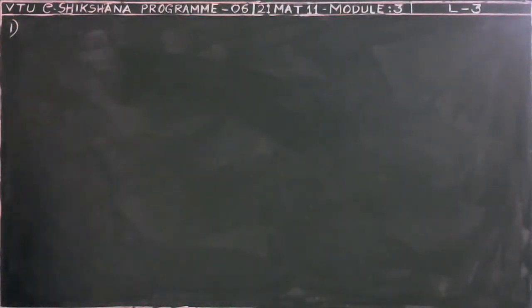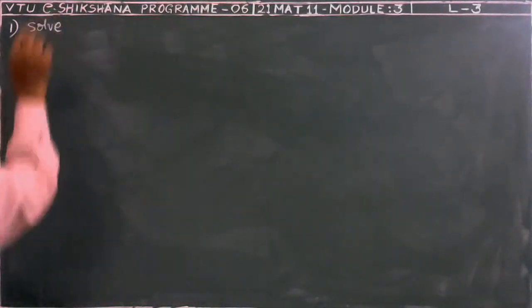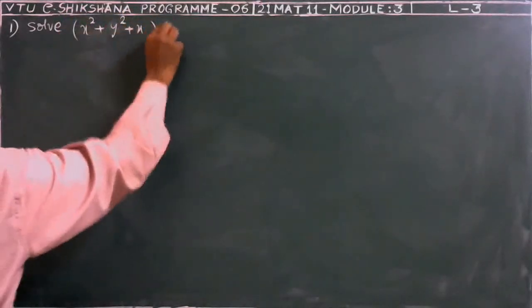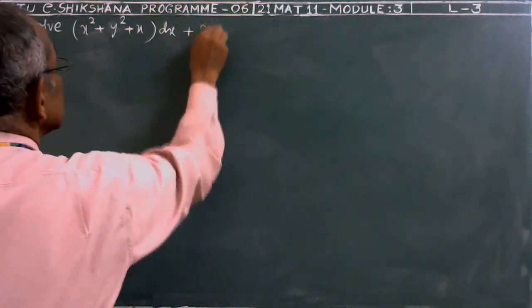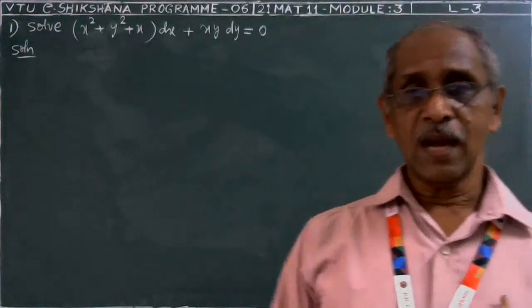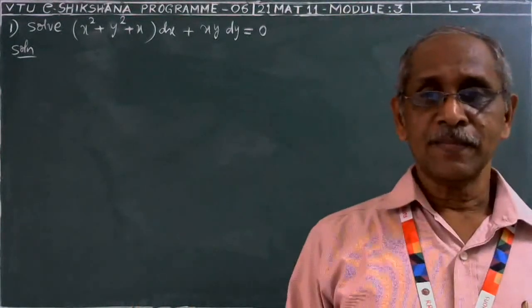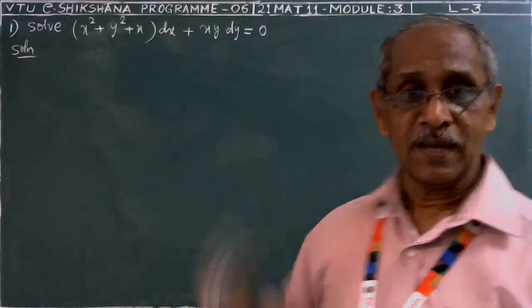But again, look at this problem. Solve x square plus y square plus x dx plus x into y dy is equal to 0. Now first I will check for exactness. If it is exact, I will solve directly. If it is not exact, then I will see which integrating factor is required to make this differential equation exact.